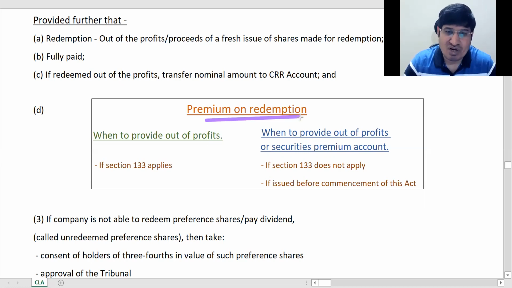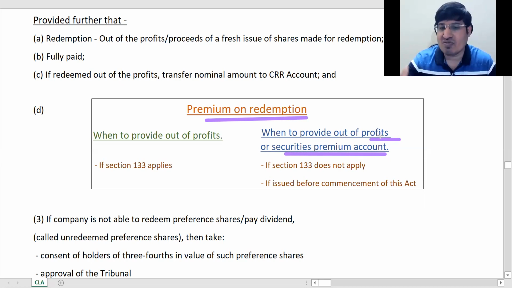Okay, so for premium on redemption, there are two things here. Because premium is a capital loss, correct? It should be first provided out of securities premium account. First preference, second preference will be profits, revenue profits. Okay, securities premium or revenue profits. This will be the normal trend. This is what we will follow in problems also.